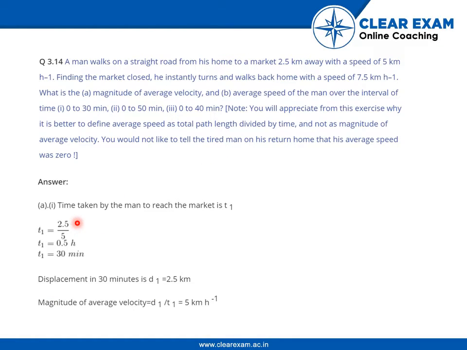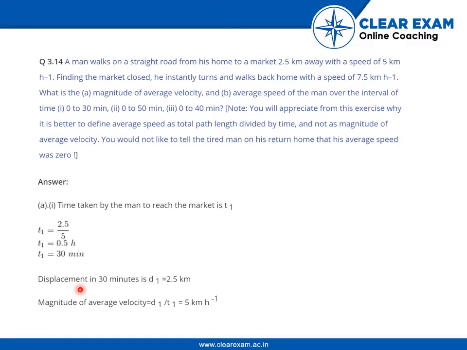The time taken by the man to reach the market is T1. So the T1 would be what? We know V is equal to S by T. So T is equal to S by V, right? So here the S is 2.5 and the V is 5. So the T1 is 0.5 hour, which is 30 minutes.